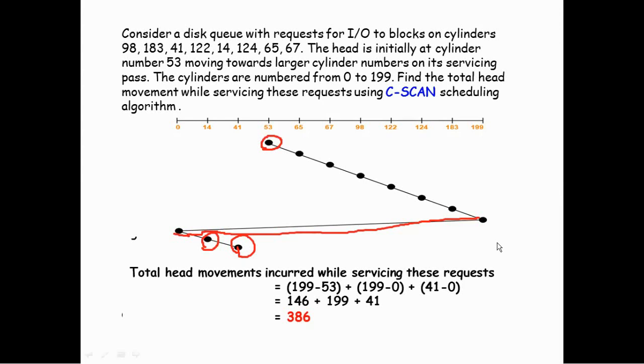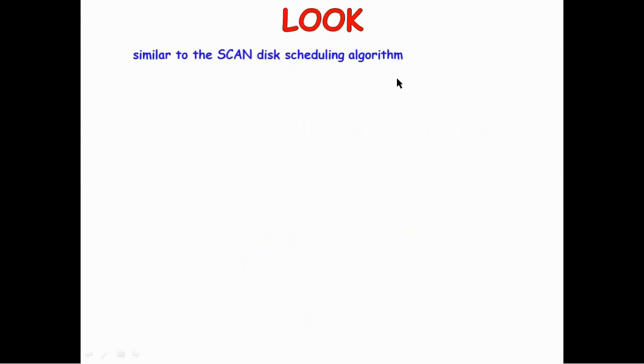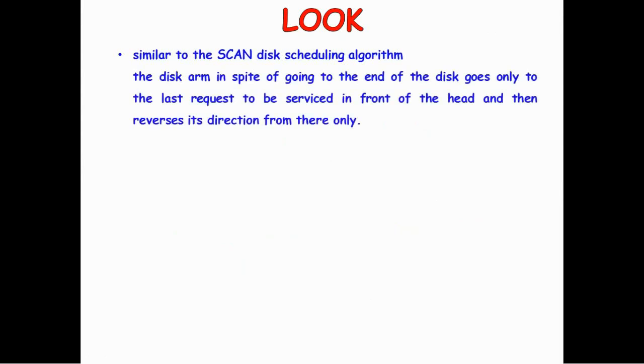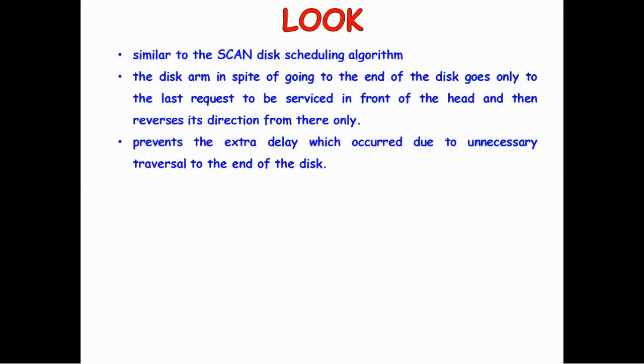Let us move to the CLOOK algorithm. This is similar to the SCAN scheduling algorithm. The disk arm, in spite of going to the end of the disk, goes only to the last request to be serviced, and it reverses its direction from there. It prevents the extra delay which occurred due to unnecessary traversal to the end of the disk.